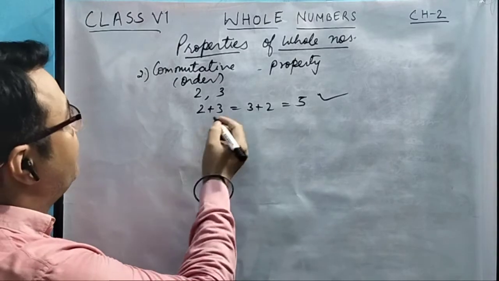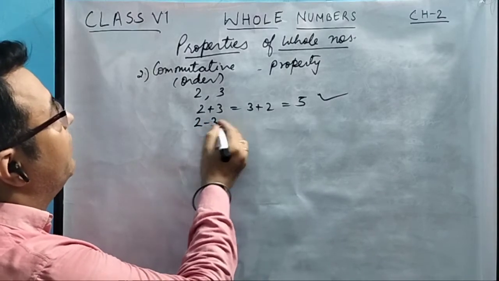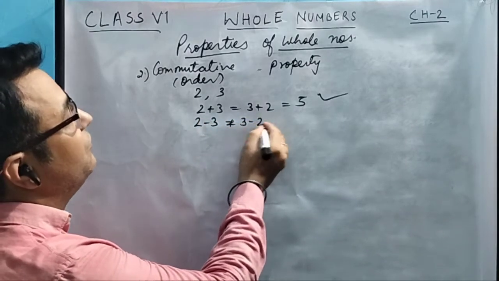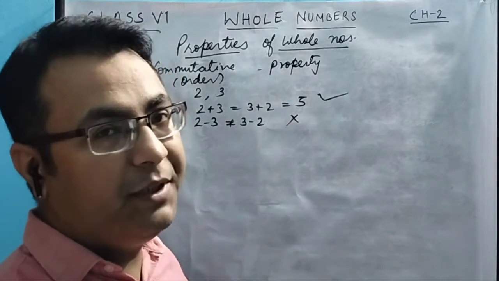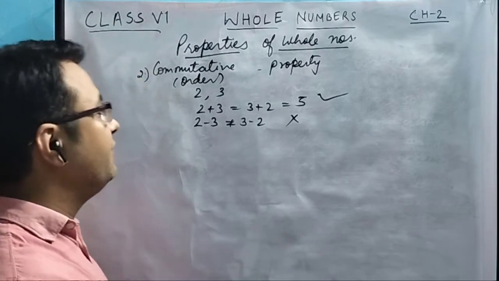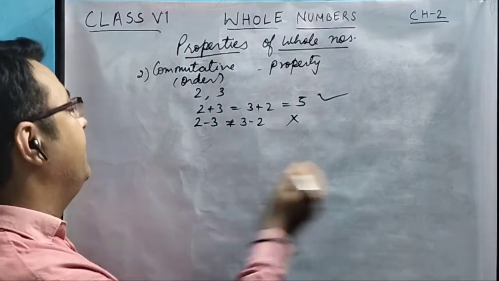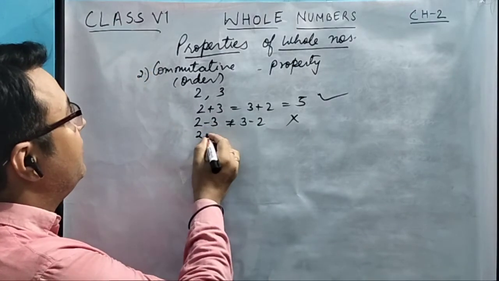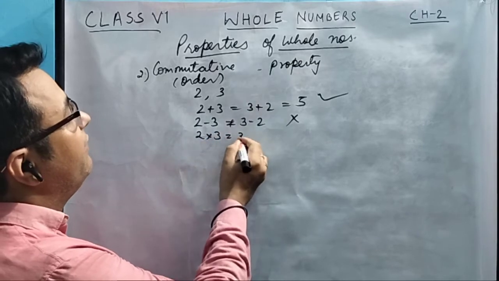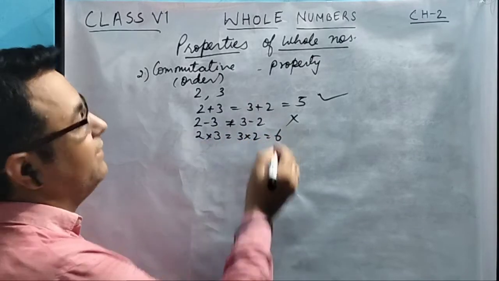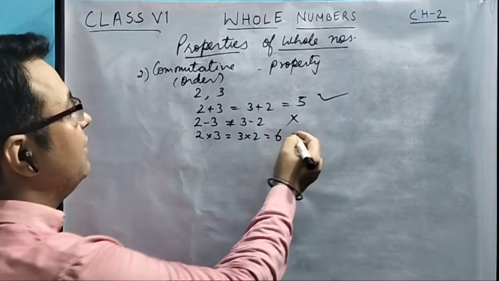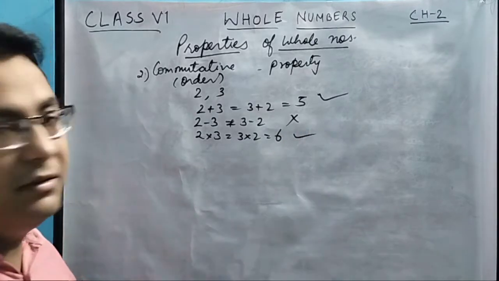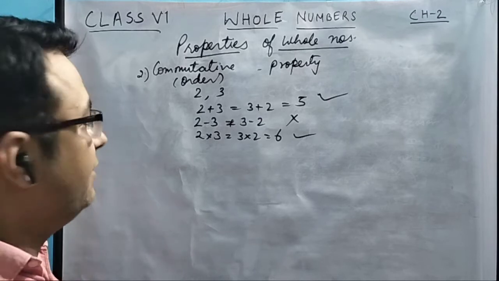Similarly, let's check for subtraction of whole numbers. 2 minus 3 is not same as 3 minus 2. So subtraction of whole numbers does not satisfy the commutative property. Let's check for multiplication. 2 into 3, either way we multiply, we will get 6. So commutative property is satisfied for multiplication of whole numbers.